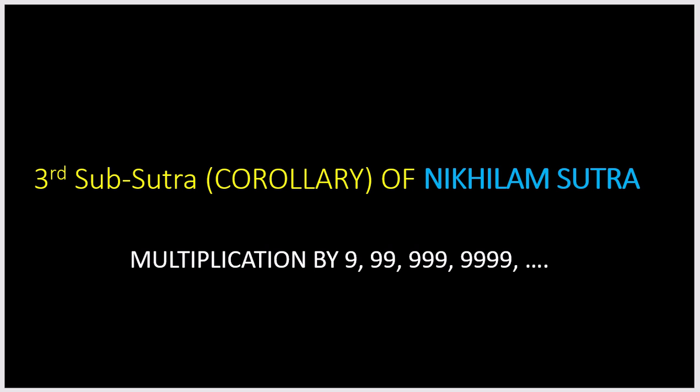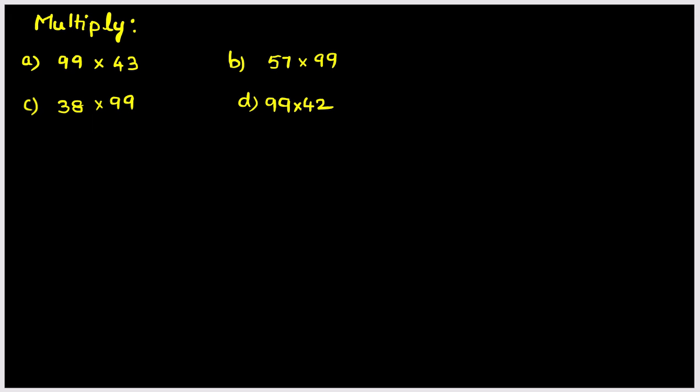So in today's class, we are going to learn the application of the third subsutra of Nikhilam Sutra. It is also called a corollary. Subsutra means corollary. That is nothing but multiplication of a number by 9, 99, 999, etc. So let us check a few examples here. Here 4 questions have been given.